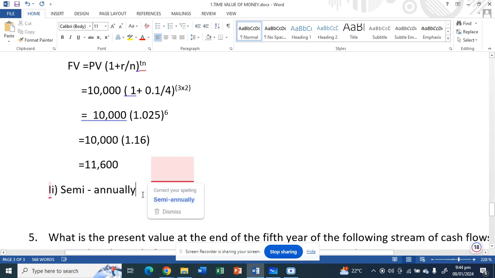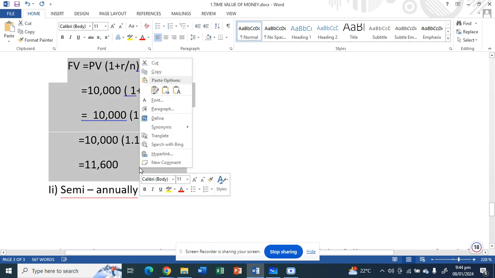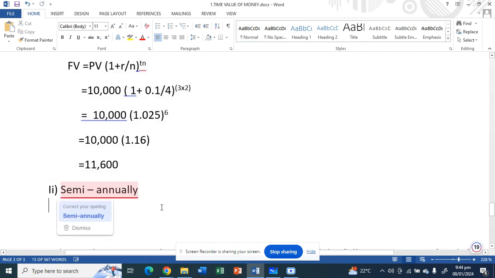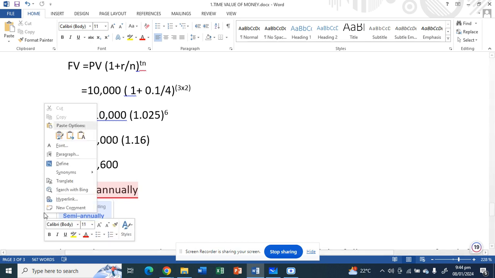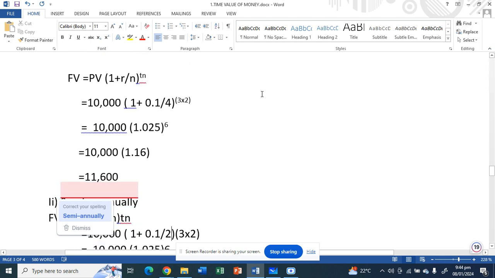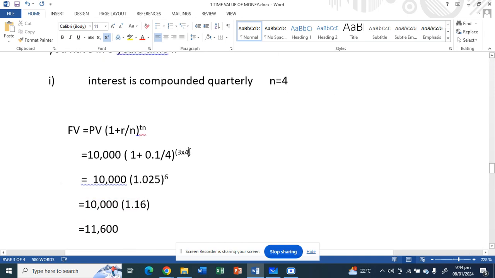What if the interest is compounded semi-annually? So we do the same thing. The only thing that changes is our n. Our n becomes 2. Oh, so here it had to be to the power 4. Sorry, not 2. Here for compounded quarterly, this is 3 times 4, so it's supposed to be to the power 12.